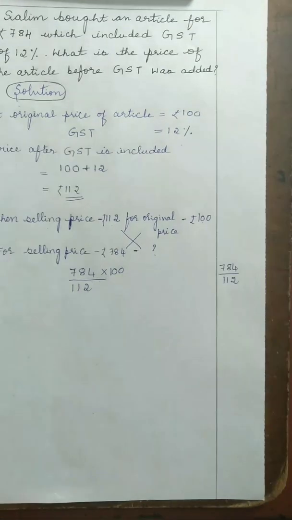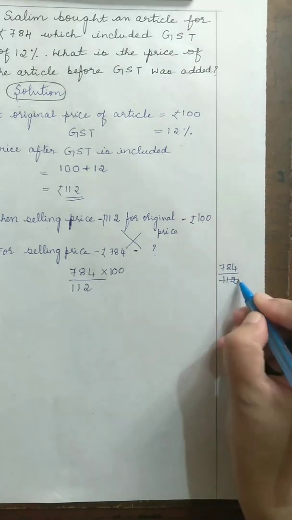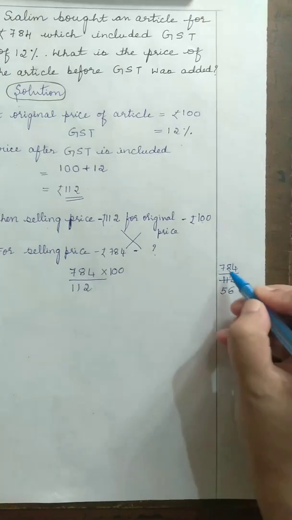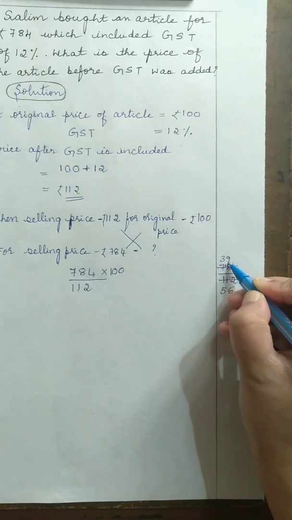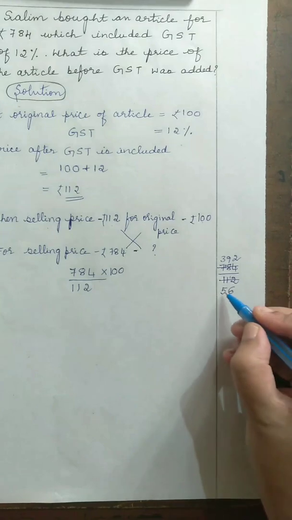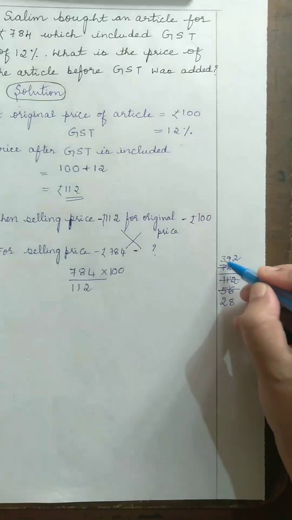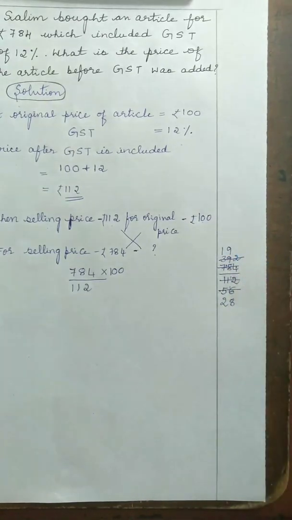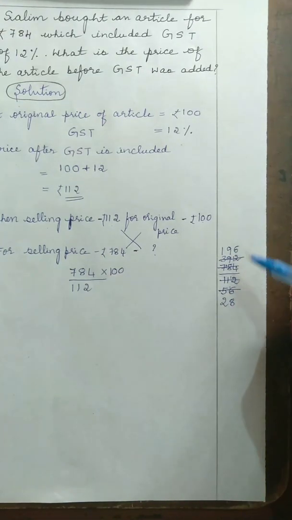Children, when we simplify this 784 by 112, it goes by 2. 2 fives are 10, 11 minus 10, 1 is remaining. 2 sixes are 12. Here 2 threes are 6, 7 minus 6, 1 is remaining. 2 nines are 18. 2 twos are 4. So 392 by 56. Again it goes by 2. 2 twos are 4, 5 minus 4, 1 is remaining. 2 eights are 16. Here 2 ones are 2, 3 minus 2, 1 is remaining. 2 nines are 18, 19 minus 18, again 1 is remaining. 2 sixes are 12. We have 196 by 28.